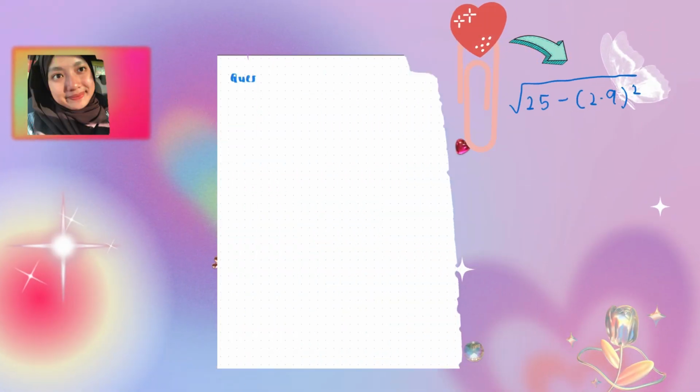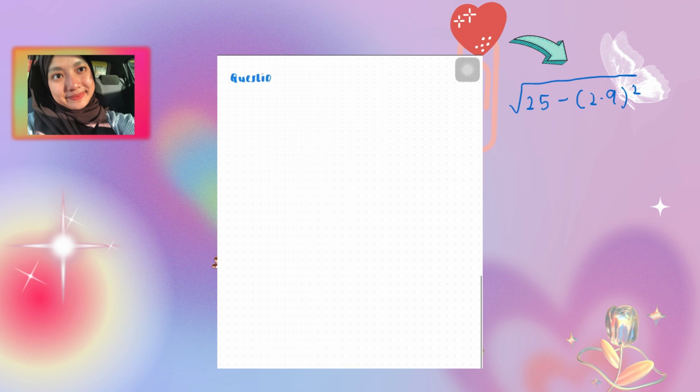Hi everyone, so next I'm going to give the solution for question 4, which is given f(x) equal to square root of 25 minus x squared. Use differentials to estimate the value of square root of 25 minus, in the bracket, 2.9 squared. And we need to give the answer in the correct 3 decimal places.